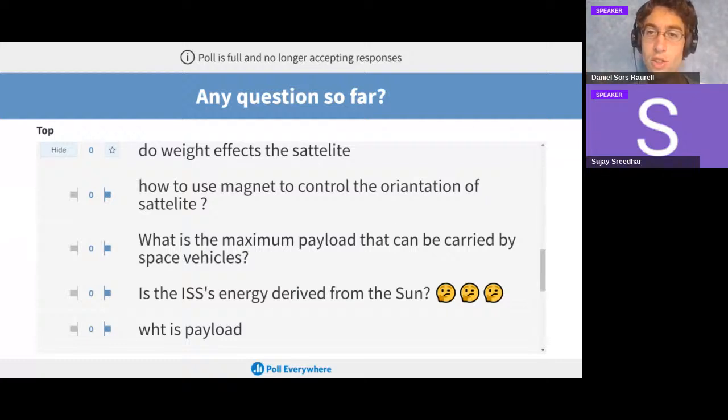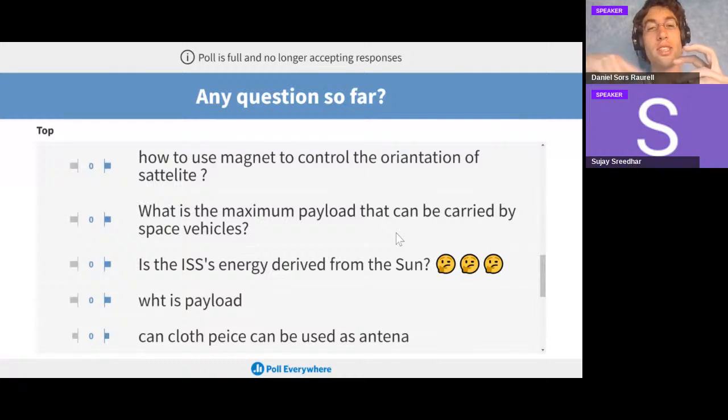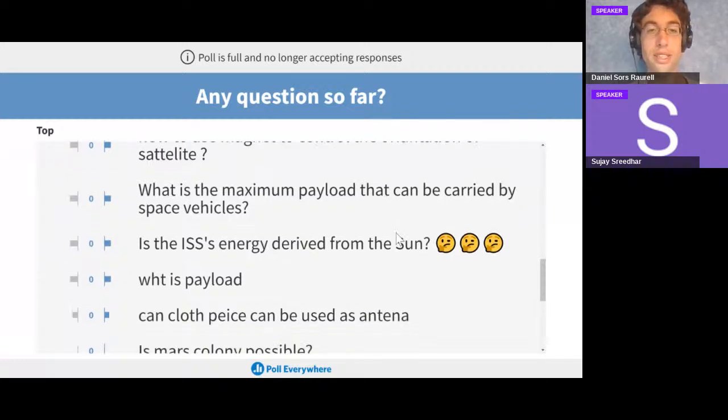How to use magnets to control the orientation of the satellite. There are coils, similar to a compass. If you have a coil, as you are in microgravity, even a small torque or a small force applied to your coil can be used, with time, to orient your satellite and align it with the specific attitude you want, taking into account the magnetic field. So using coils can be helpful to orient the satellite.